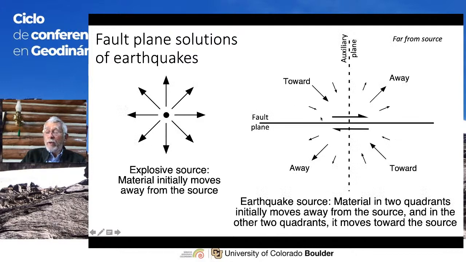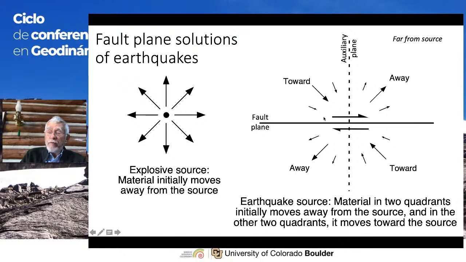Well, with an earthquake, if you have slip on a plane shown here, the material in this quadrant will move toward the source. The material in that quadrant will move away. Similarly, over in this quadrant, you'll move away, and over here, you'll move toward the source. And it's important to think about this at places that are far from the source, not right near the source. So if you're on this auxiliary plane, perpendicular to the plane that slipped and perpendicular to the direction of relative motion, there'll be no P wave at all because the motion is transverse.